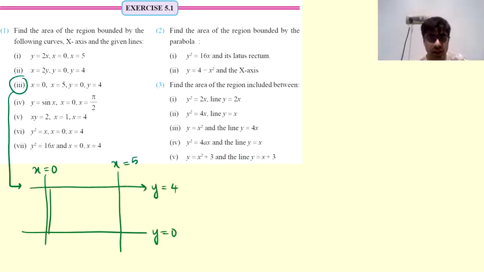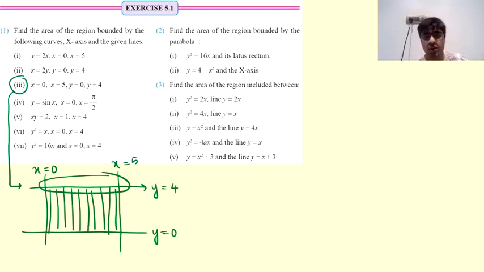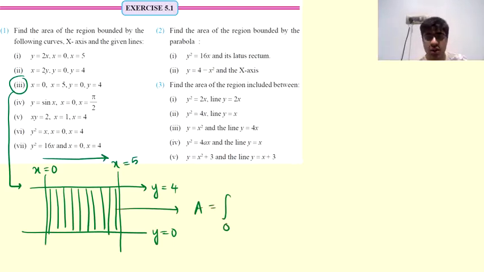So we need this area, and we can say it is the area under this particular curve whose equation is y equal to 4, and we need the area from x equal to 0 to x equal to 5. So we can say that this required area will be integration from 0 to 5 of y dx.